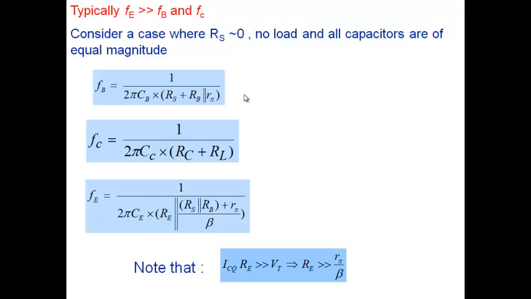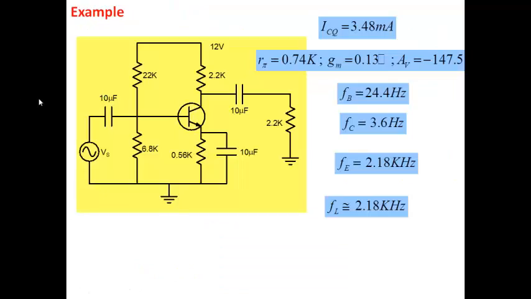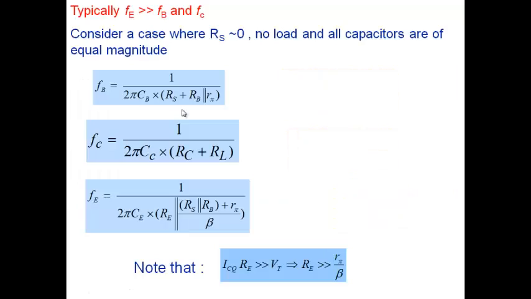All right, so that's what we are saying. Typically, this is the expression for FB. FB is due to this capacitor here, FE is due to this capacitor here, and FC is due to this capacitor. So we have 3 cutoff frequencies. And in most of the cases, it is this one, FE, which will determine your 3 dB cutoff frequency.